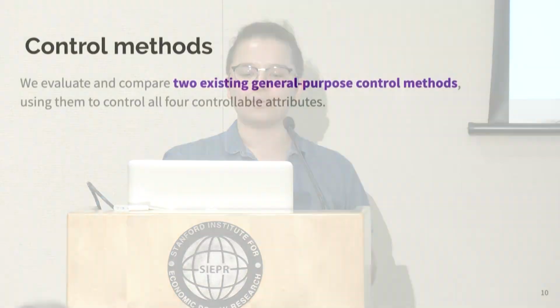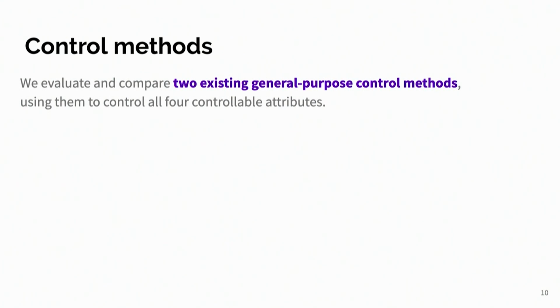Okay, so that's our evaluation pipeline. Here are these methods that we use to control the output of the generators. So we used 2 existing general purpose control methods, meaning that these are methods that allow you to control any kind of measurable attribute of the text.